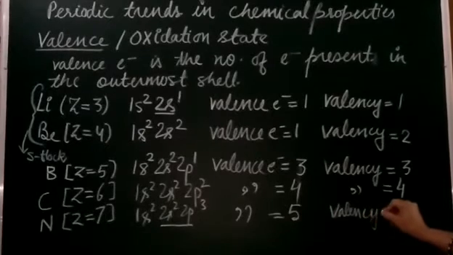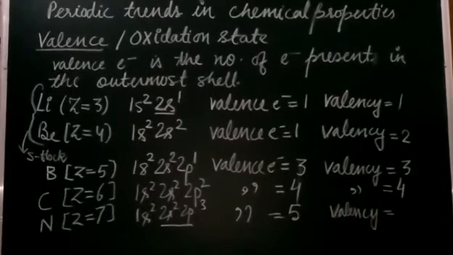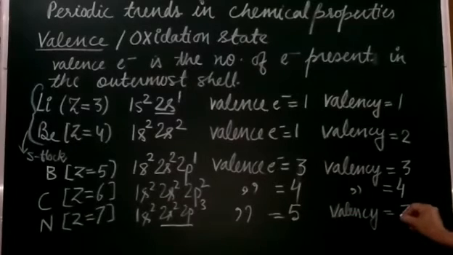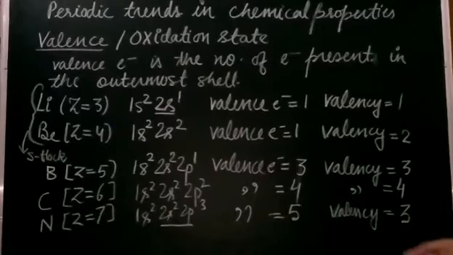So the valency is going to be 8 minus 5, that is how much? It is going to be 3, right? This is for nitrogen.